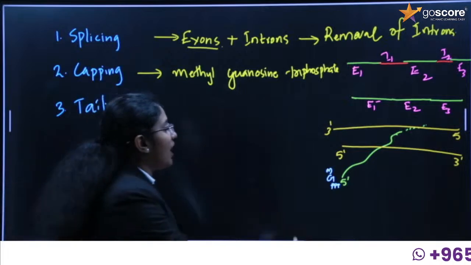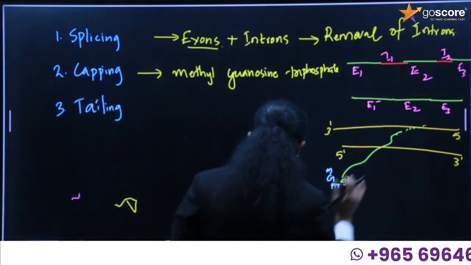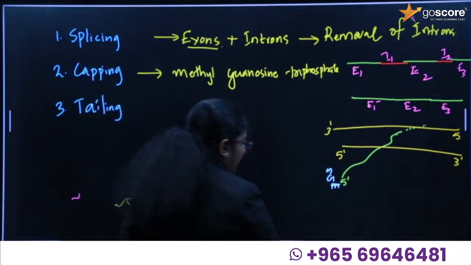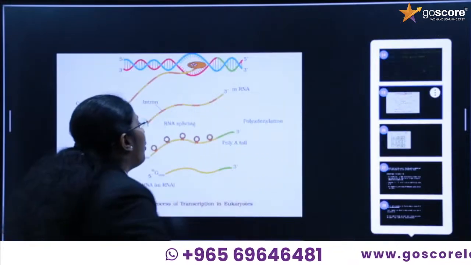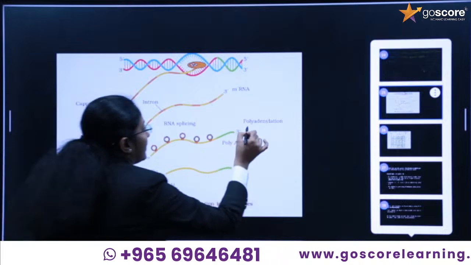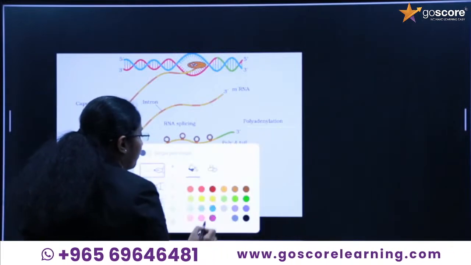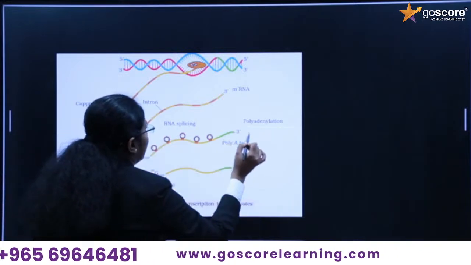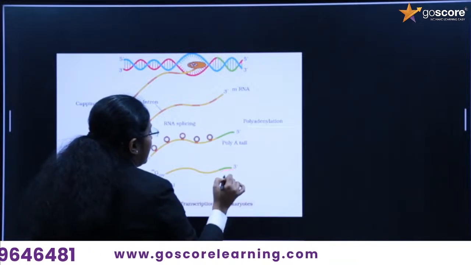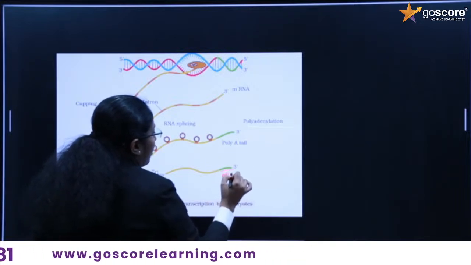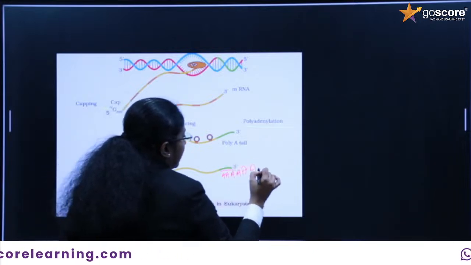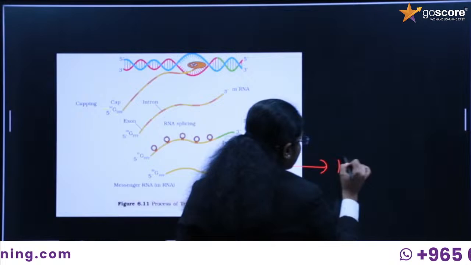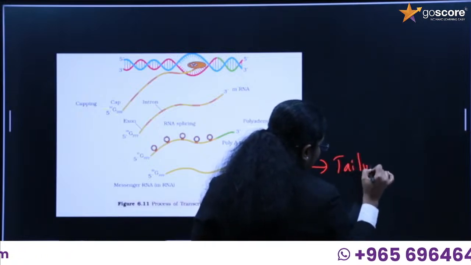Okay. Next you have the 3' end, right? At this 3' end, polyadenylation will be given. That means a long chain of adenine will be added. See, this one is a long chain of adenine molecules. That process is known as tailing.